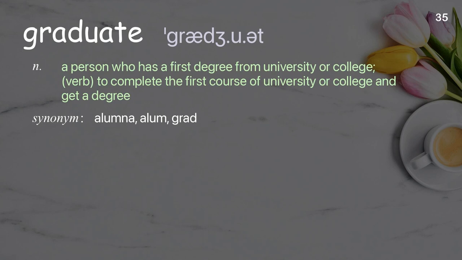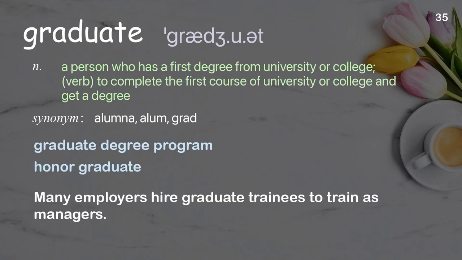Graduate. A person who has a first degree from university or college. Verb: to complete the first course of university or college and get a degree. Examples: graduate degree program. Honor graduate. Many employers hire graduate trainees to train as managers.